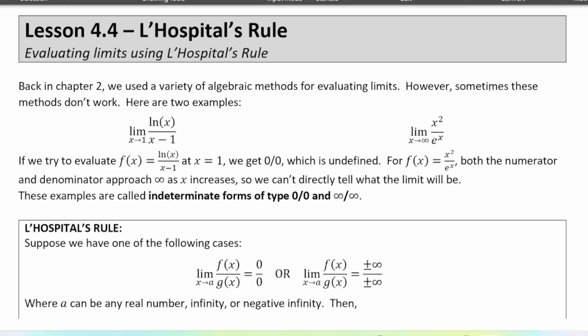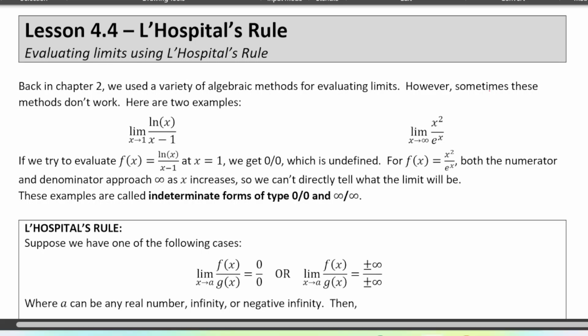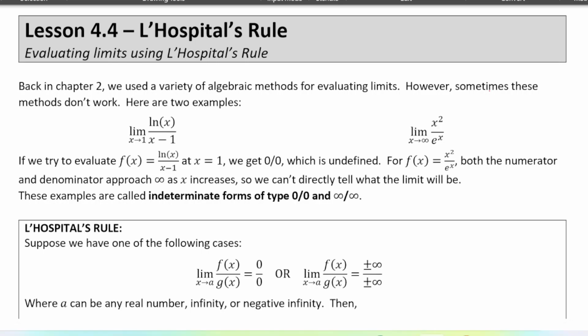Okay, this is lesson 4.4 on L'Hopital's rule. Back in chapter 2, we used a variety of algebraic methods and tables and graphs to evaluate limits. But in some cases, we can't use algebra-like tools like factoring or multiplying by a conjugate to evaluate a limit. And instead, sometimes we can use something called L'Hopital's rule.